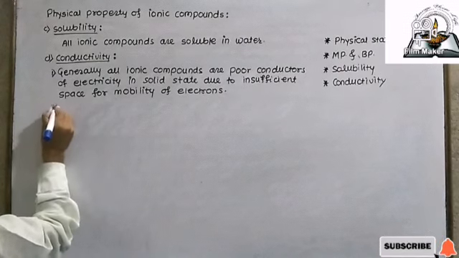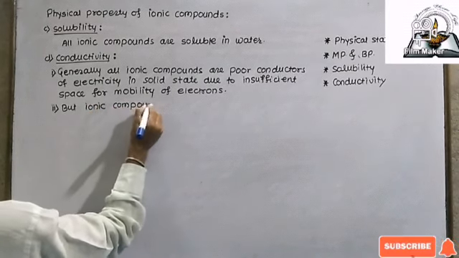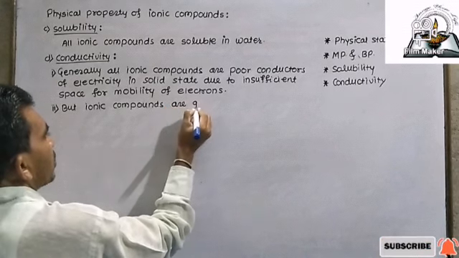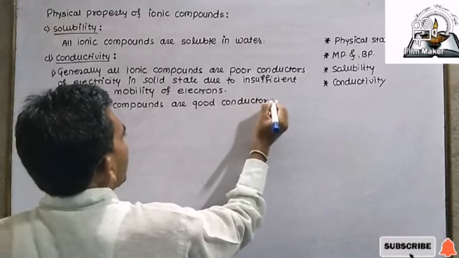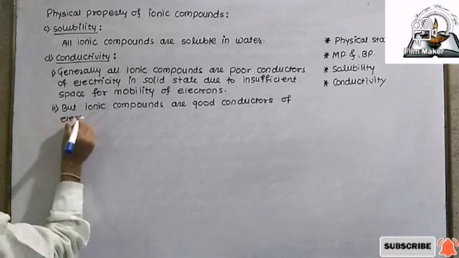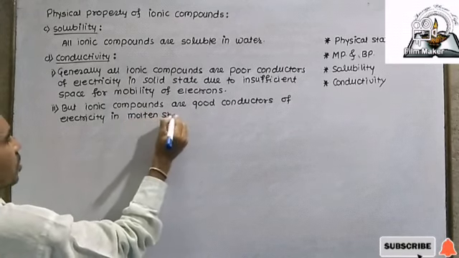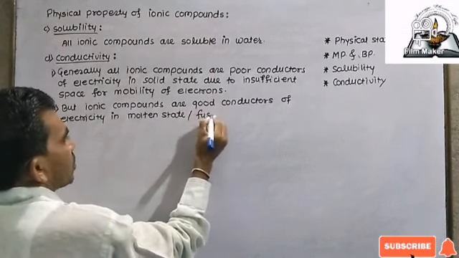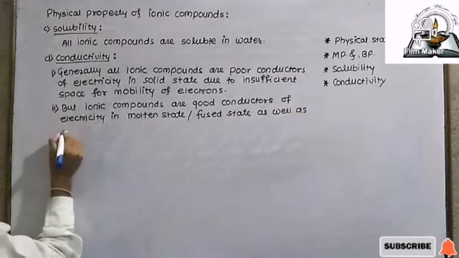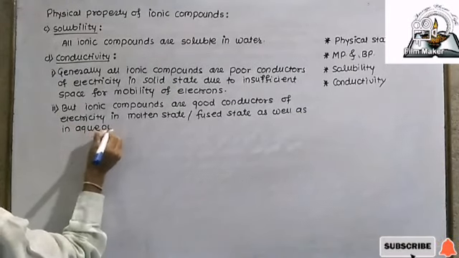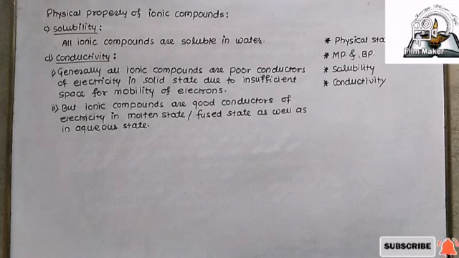But ionic compounds are good conductors of electricity in molten state, also called fused state, as well as in aqueous state. तर बघा विद्यार्थी मित्रांनो, यामध्ये कंडक्टिव्हिटी मध्ये, कारण जनरली आयनिक कंपाउंड्स आर पुअर कंडक्टर.